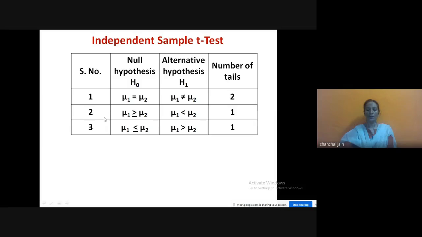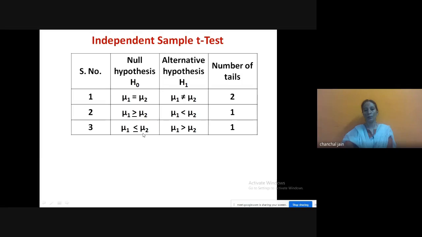Second type of hypothesis is when you are clearly stating that the first group mean is greater than or equal to the second group mean, and in the alternative hypothesis you are saying that the group mean of the first group is less than the group mean of the second group, then you can say this is a one-tailed test. And when you are clearly saying that the first group mean is less than the second group mean, then that is the left-tailed test.